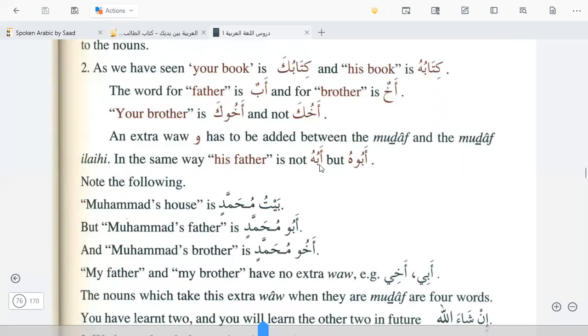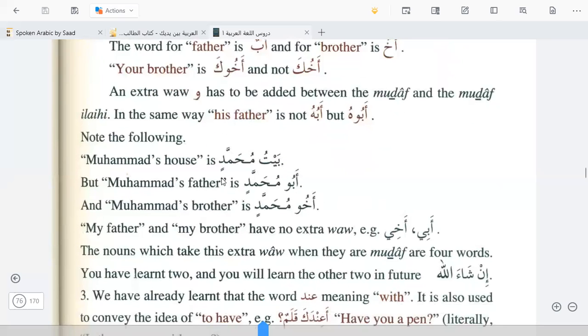Oh, yeah. Can I ask you one thing? What is mudaf? In English, how do we differentiate? Mudaf ilayhi is the possessor and mudaf is the possessed. So let's suppose we say Poonam's car. Here car is mudaf and Poonam is mudaf ilayhi. Then we say house of Poonam. Here house is mudaf and Poonam is mudaf ilayhi. Okay? Okay. Got it.